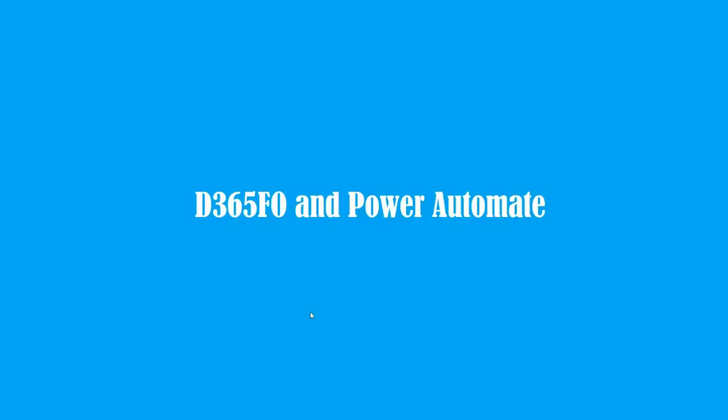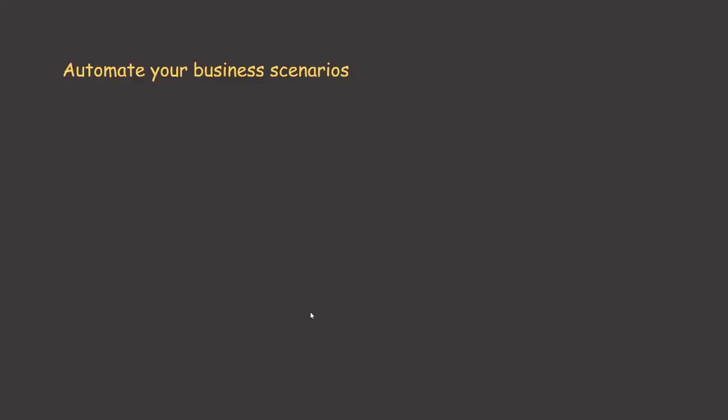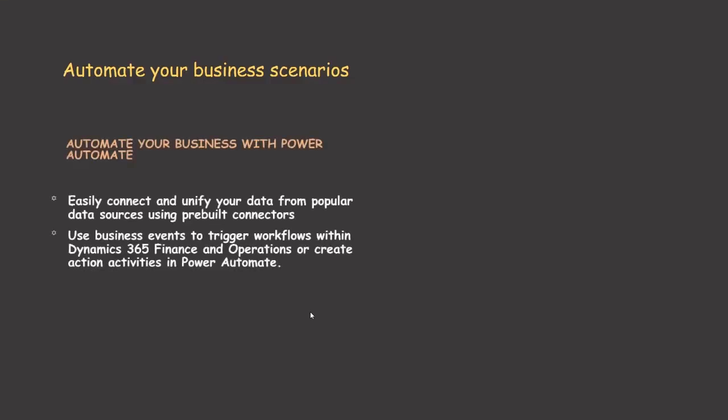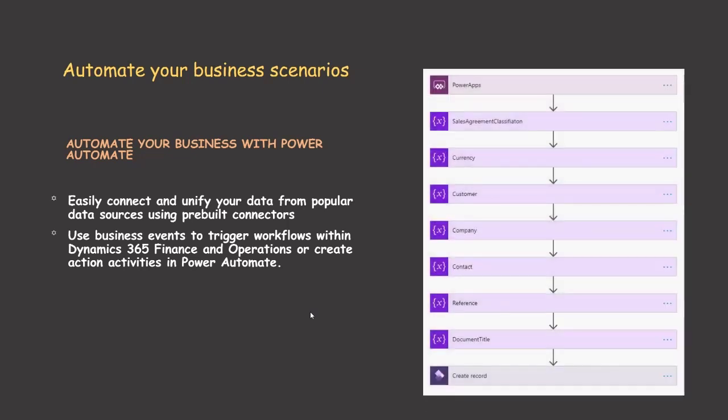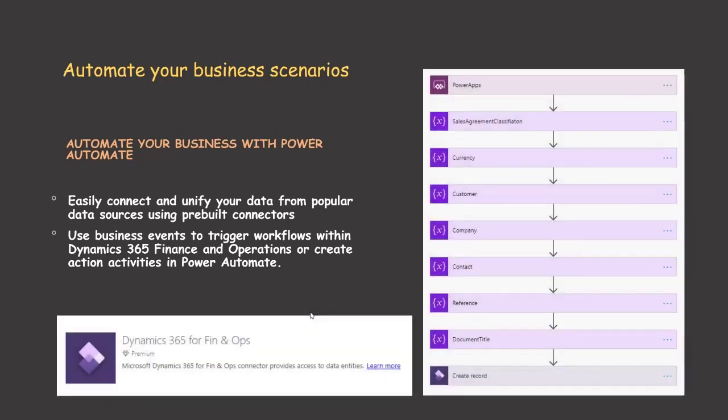And let's look at FNO and Power Automate, and how we can automate our business scenarios. If you want to automate your business with Power Automate, then you can easily connect to your data from the data sources using the pre-built connectors. In this case, you have to use the Dynamics 365 for FinOps. So this is the connector that you can use to connect with FinOps.